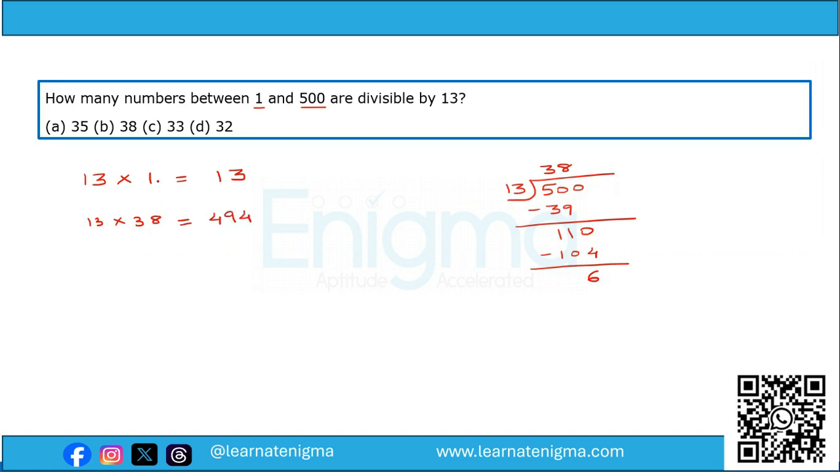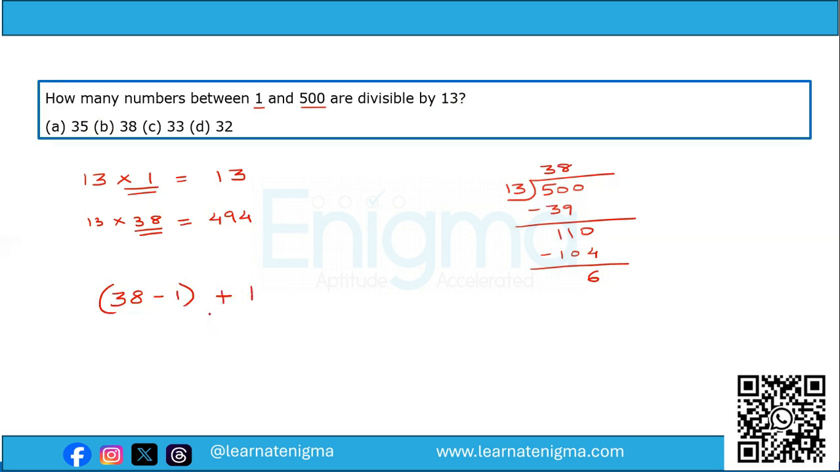So starting from 1 till 38, we have a total of 38 numbers which are divisible by 13. Now, how to count it? Okay, now it is very simple. The last number in the range is 13 multiplied by 38. The first number in this range is 13 multiplied by 1. So 38 minus 1 and then add 1.